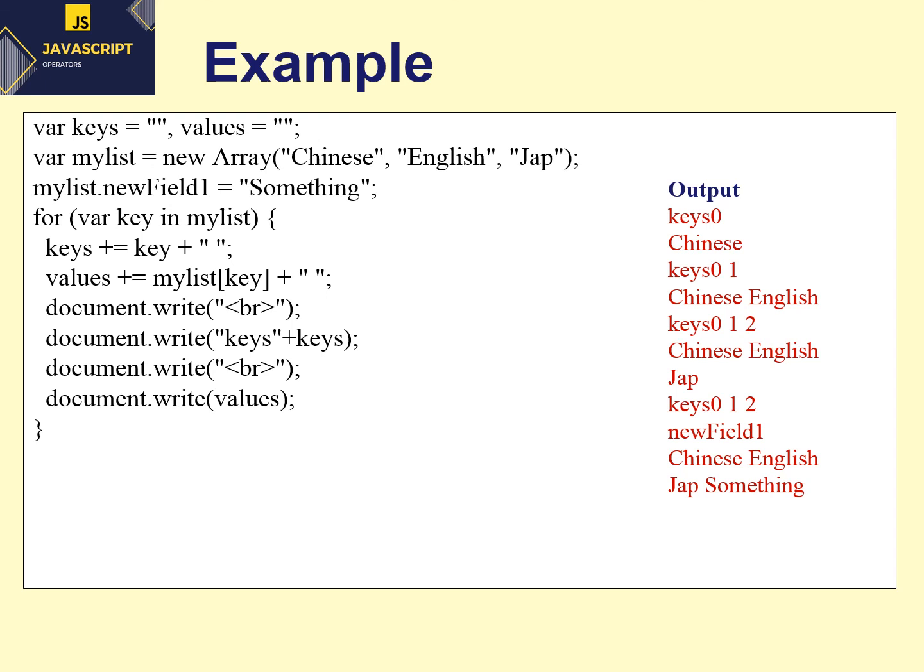Then comes the values. Now we can see what all are the values. Values plus equal to my list of key plus space. So here values is currently having data, Chinese, space, English, space, Jap, space, something. Then the loop will be exited because we are having only 4 iterations because of the array length. Array length is shortened to 4 and we are having the index values like 0, 1, 2 and the last index is a key value that is termed as new field 1.